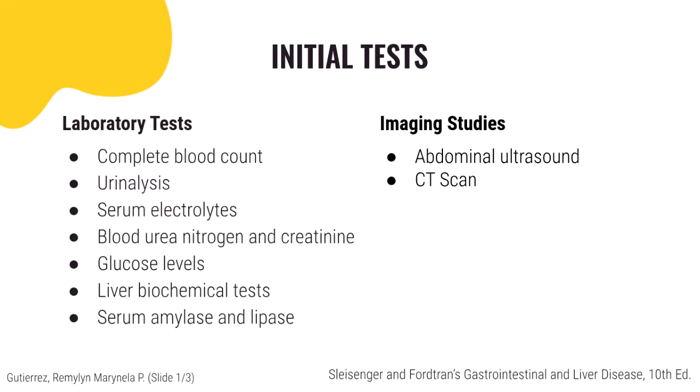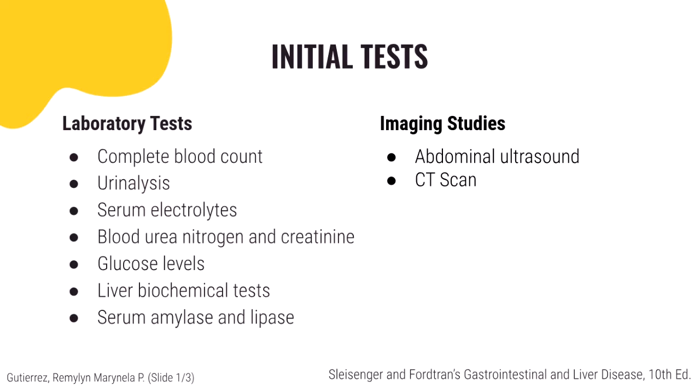Liver biochemical tests such as serum bilirubin, serum albumin, prothrombin, AST, ALT, and alkaline phosphatase, as well as serum amylase and lipase levels, should be ordered for patients with upper abdominal pain or with jaundice, as in our patient. Imaging studies would include abdominal ultrasound and CT scan. However, for our patient, ultrasound may be preferred because it is more cost effective, more readily available, and because our main differentials are not optimally imaged by CT scan.